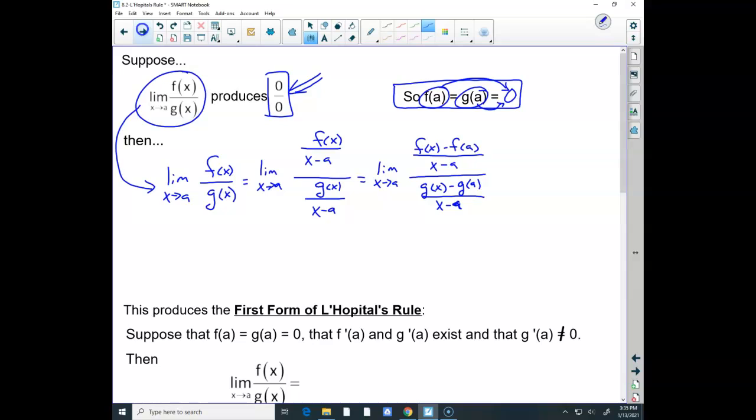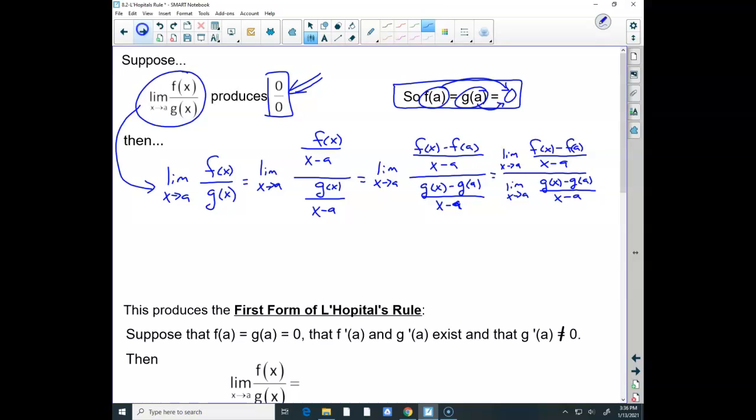The limit of a quotient is the quotient of the limits. What are you talking about? Well, the limit of this quotient right here is the limit as x approaches a of f of x minus f of a over x minus a, divided by the limit as x approaches a of g of x minus g of a over x minus a. So the limit of a quotient is the quotient of the limits. And what does this produce?